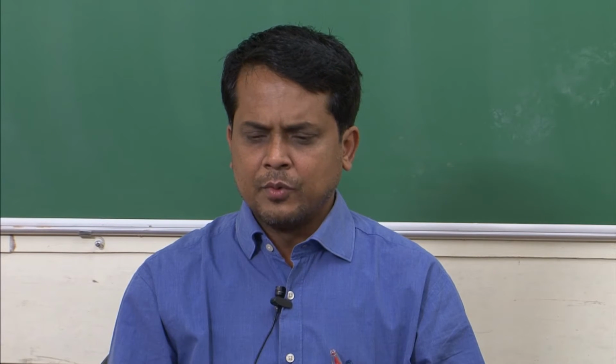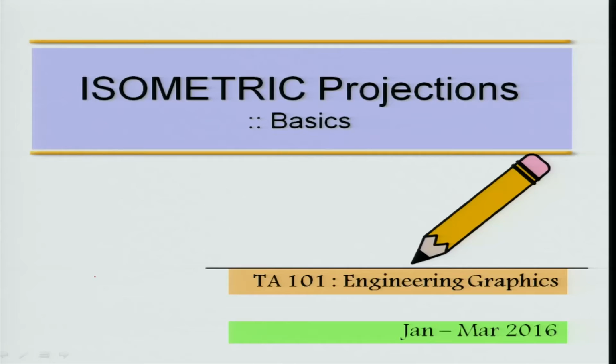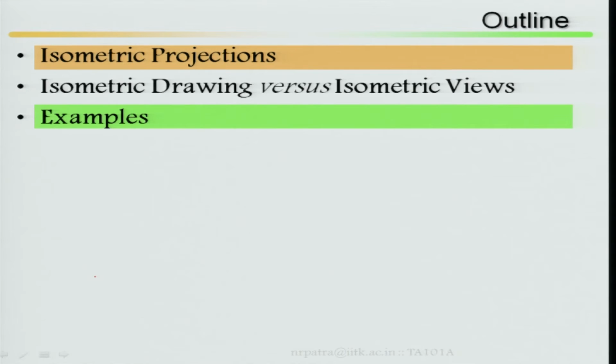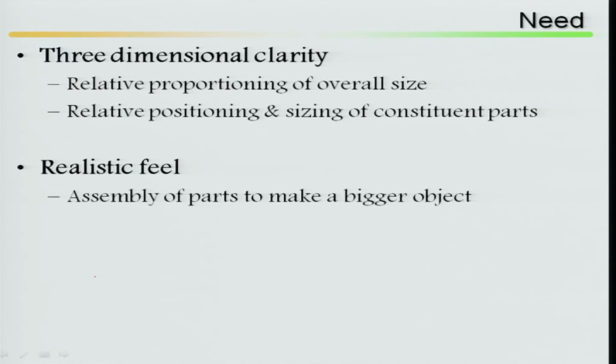So next part I am going to start: isometric projections, second chapter. In this isometric projections outline, basically we are going to discuss isometric projections, isometric drawing versus isometric views, and a few examples. 3-dimensional clarity, relative positioning of overall size, relative positioning and sizing of constituent parts.